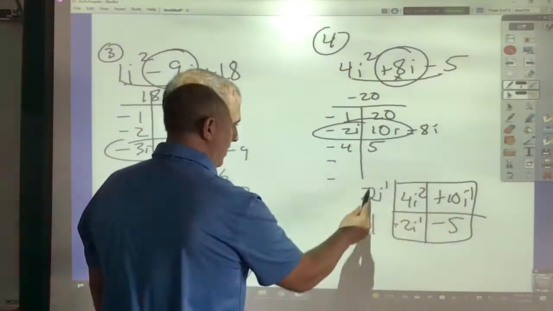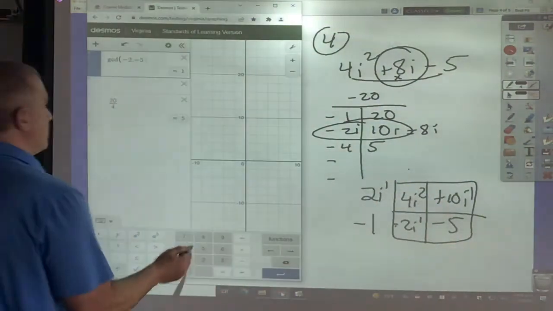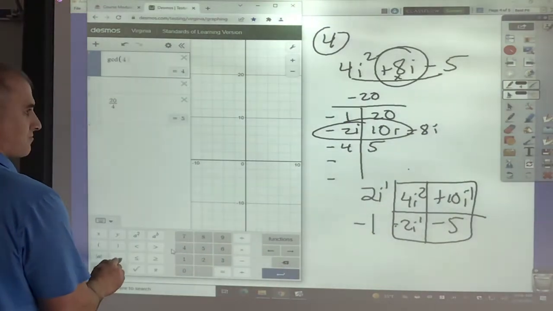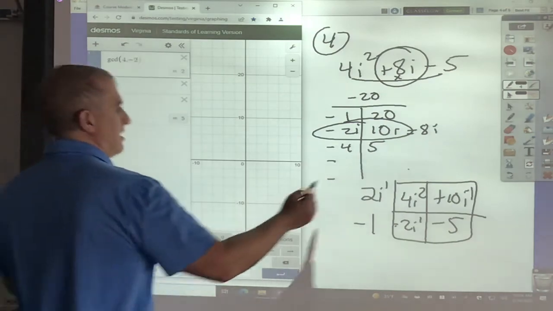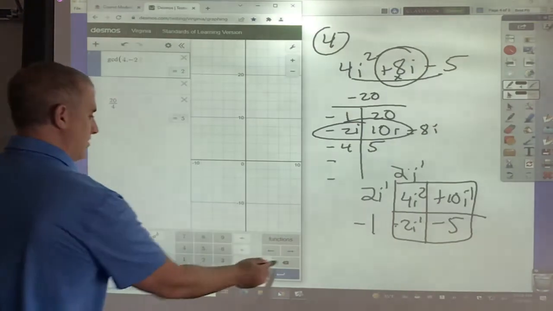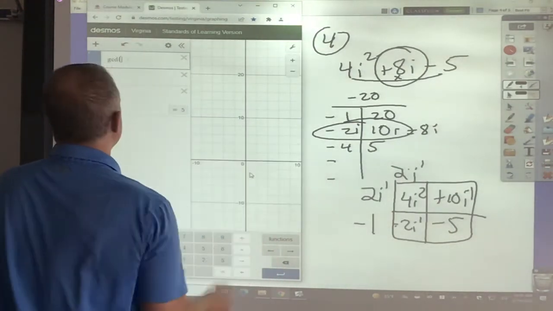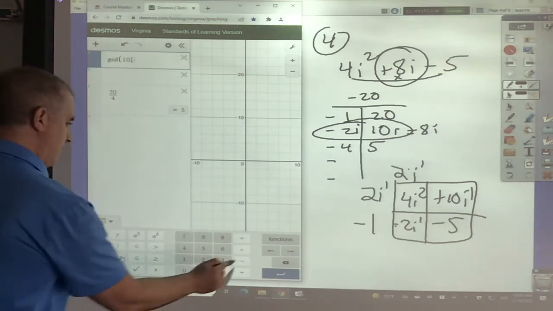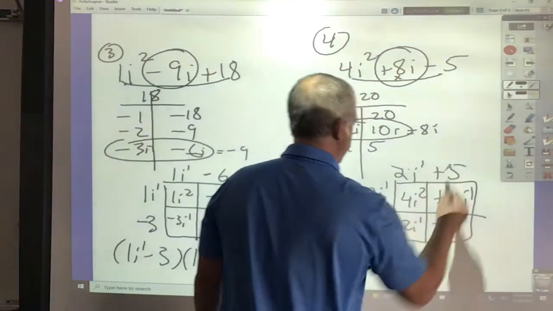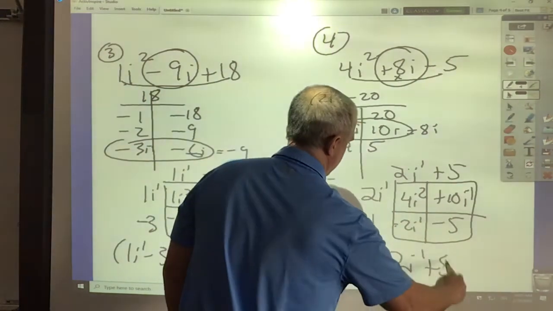Then I go this way, or I could do 2 times this gives me that, which would be 2, 2 times 5 would give me that, okay? But like I said, you do what you need to do arithmetically to be accurate. 4 and -2, that would be 2, they both have i to the first. Then I got 10 and -5 gives me 5. And since this touches a positive box, that'd be plus. So I got 2i to the first minus 1, 2i to the first plus 5.